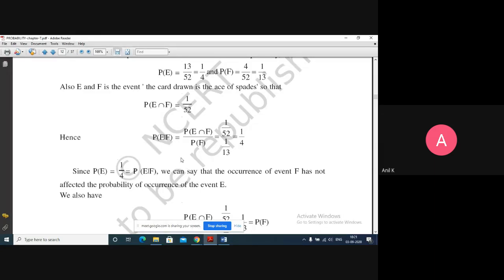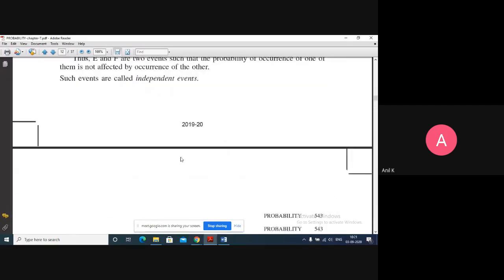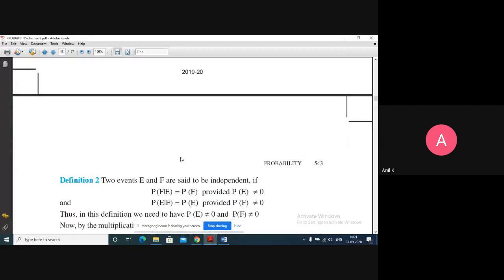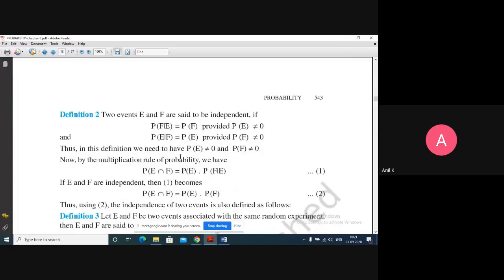So that is the meaning of independent events. One will not disturb the other. They do their work themselves. They don't depend on anyone. So here, for two events E and F, we have the definition, or you can say formula. Two events E and F are said to be independent events if the probability of F slash E is the same as the probability of F, and the probability of E slash F is also the same as the probability of E.